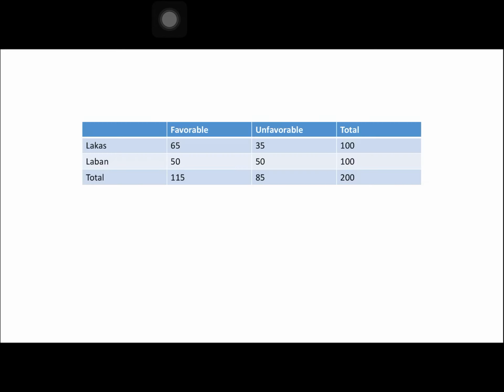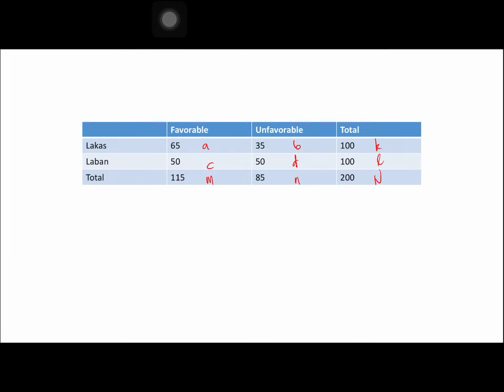We have here, for the Lakas, 65 are favorable and 35 are unfavorable. For Laban, we have 50 favorable and 50 unfavorable. So the total number of values is 200. Okay, so this will be our A, B, C, D, K, L, M, N.